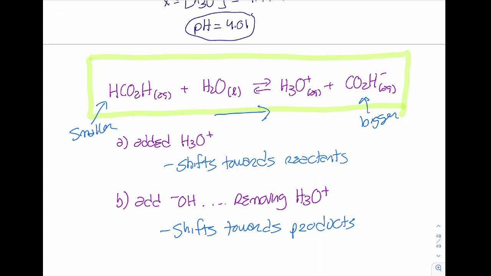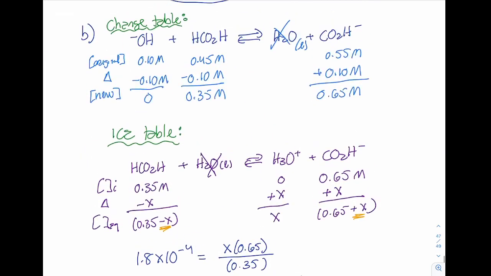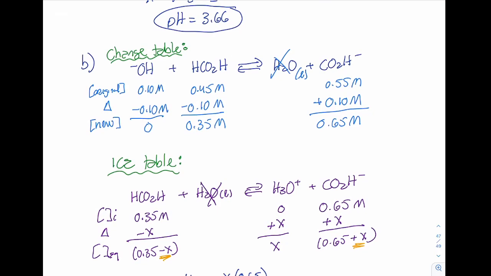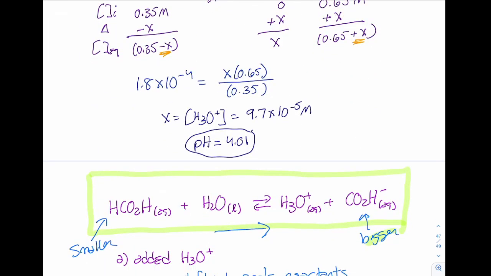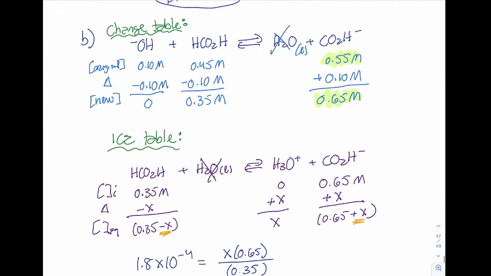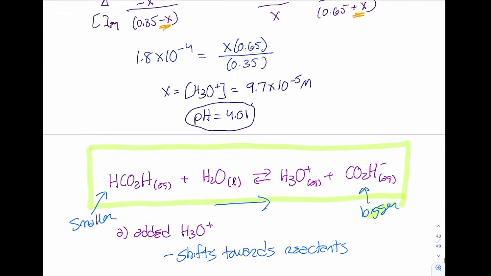And then again, if I go back up and look at that table, I'm starting out with 0.55 molar. My new concentration is 0.65 molar. It is bigger. My original concentration here, 0.45. My new concentration, 0.35. It's smaller. So just another way to think about it to confirm that you're adding and subtracting correctly. It is an application of Le Chatelier's principle when we add the acid or base to it.